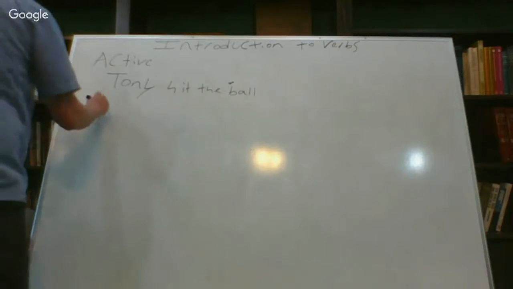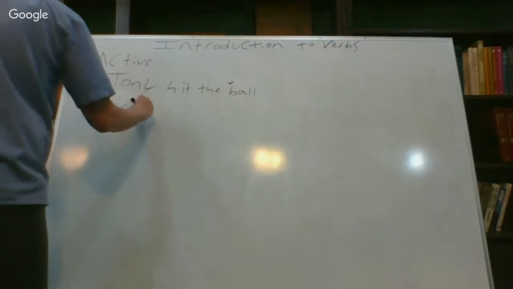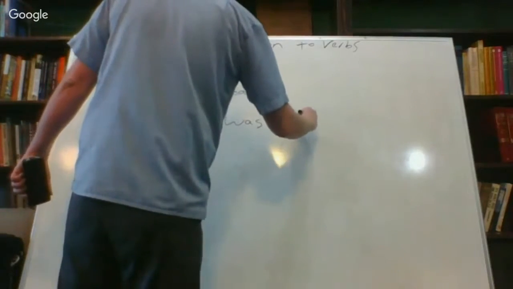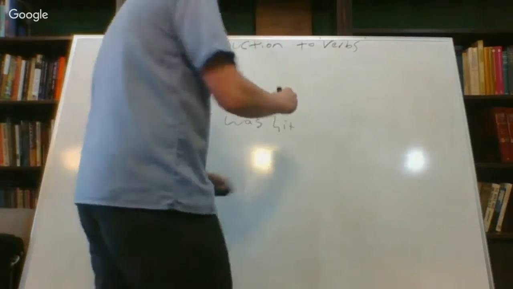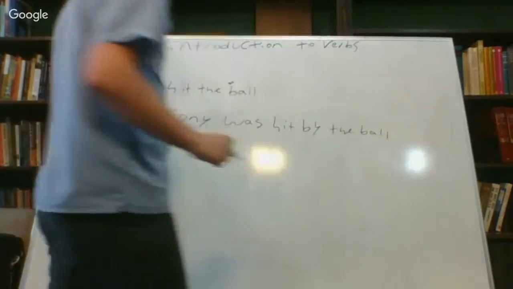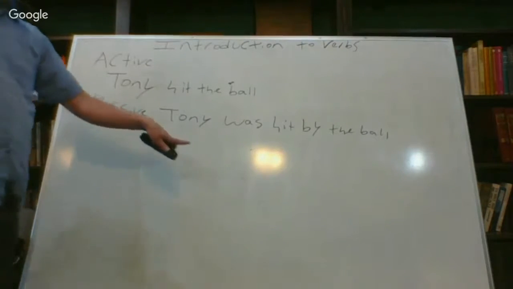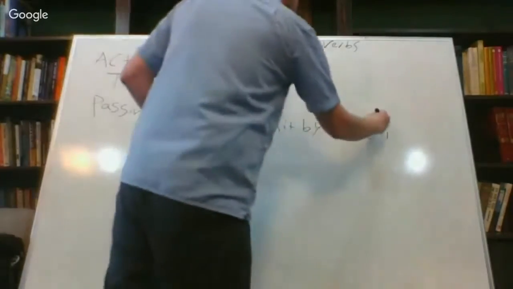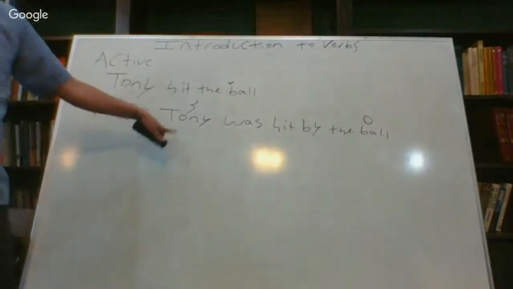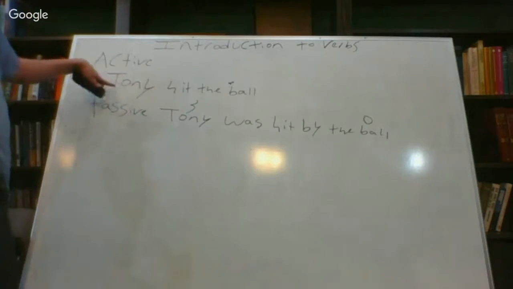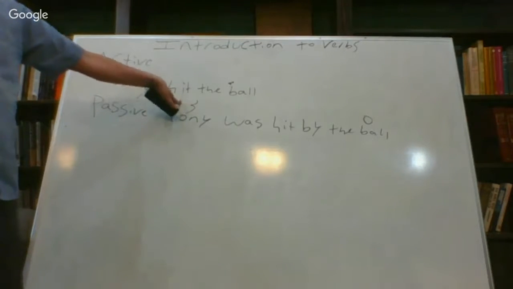In the passive, Tony was hit by the ball. So in this case, Tony is the one receiving the verb, and he's the subject. Subject, object. So the object is doing the verb, the subject is receiving the action of the verb. Here, the subject is doing the action of the verb.